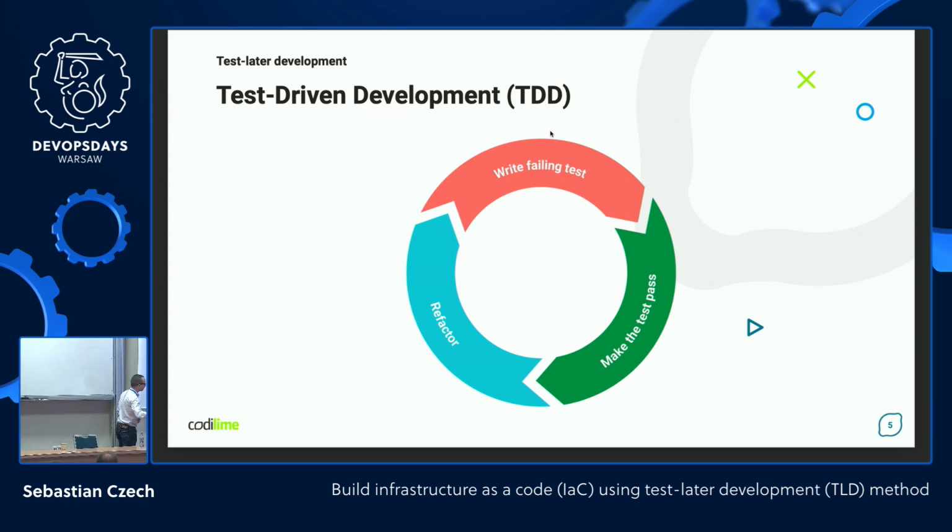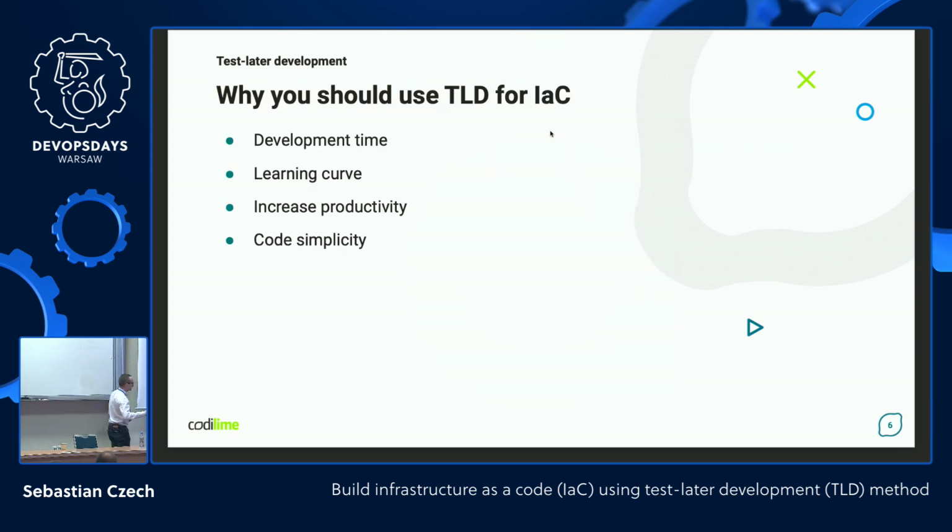So when we compare the two approaches, this is my personal opinion, why we should use TLD for infrastructure as code instead of TDD. I am providing here on the slide 4 reasons. One is development time. In TLD, we don't have as many iterations like in TDD.